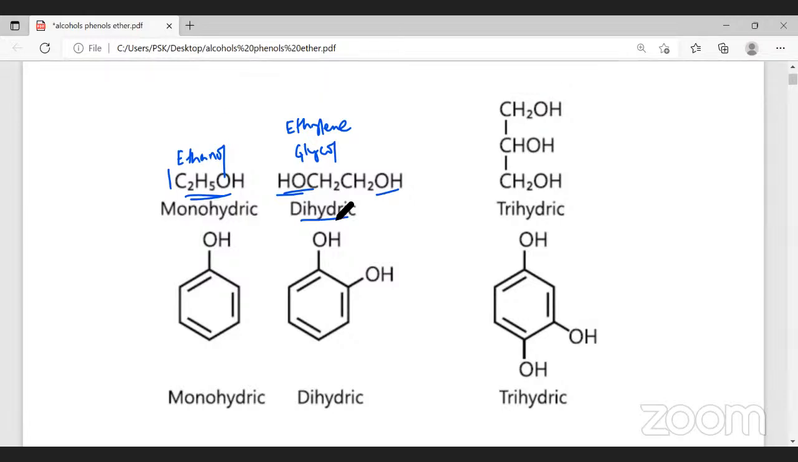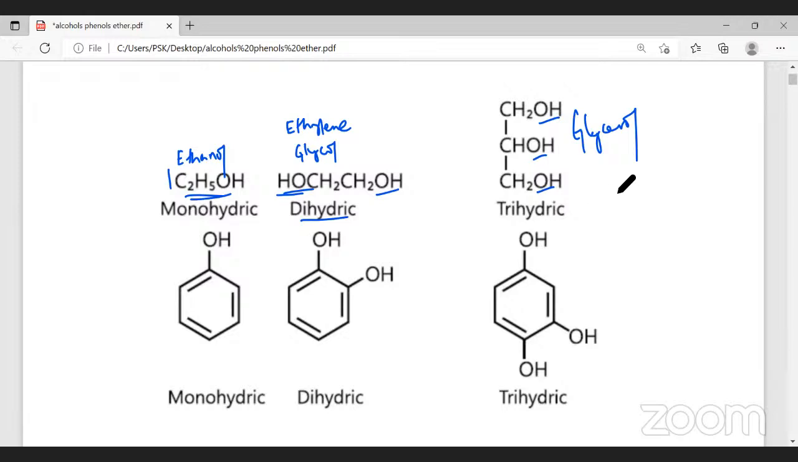What do you mean by dihydric alcohol? Organic compounds which contain two OH groups are called dihydric alcohols. And next one is trihydric alcohol. Molecules which contain three OH groups are called trihydric alcohols. The example for trihydric alcohol is glycerol. And we have polyhydric alcohol.